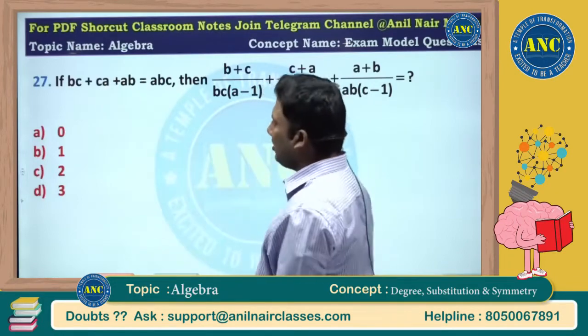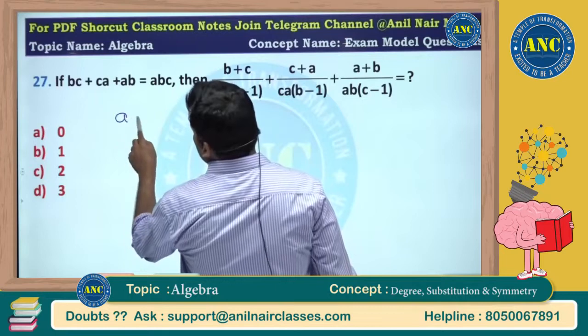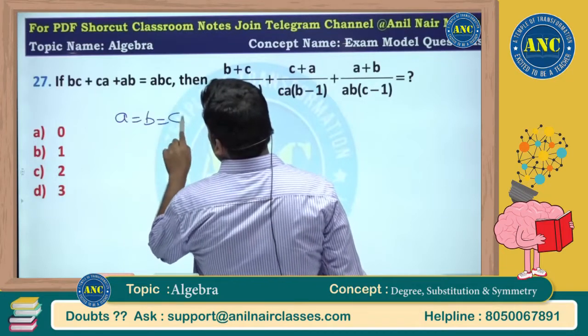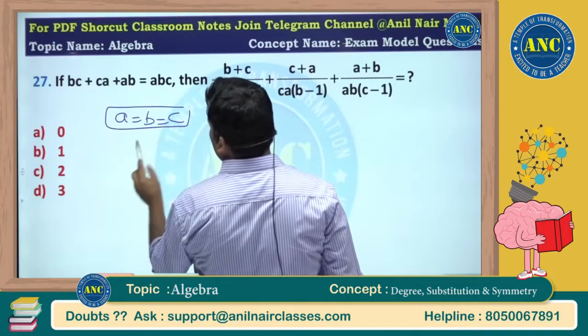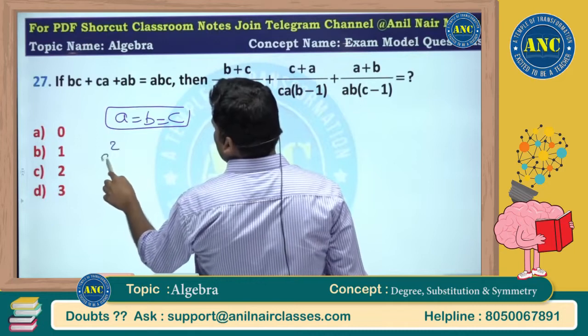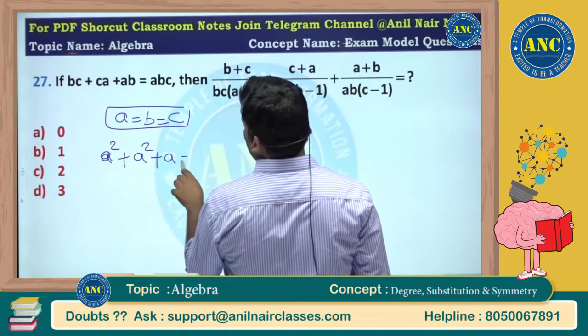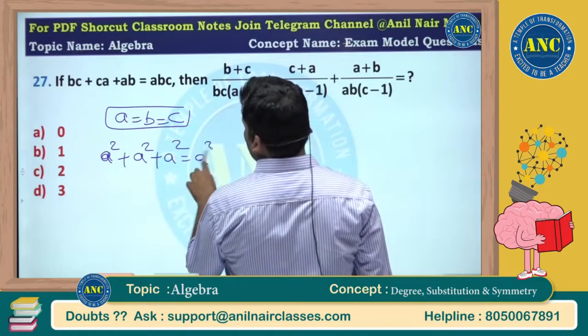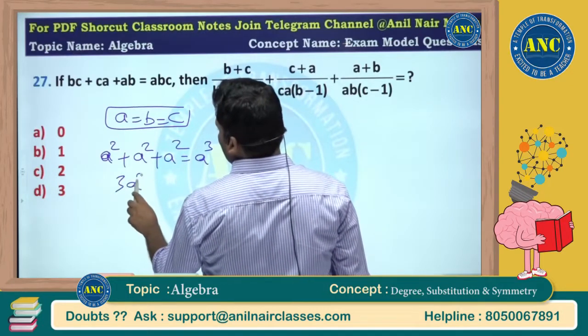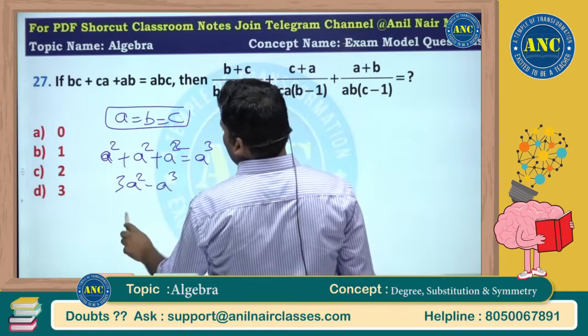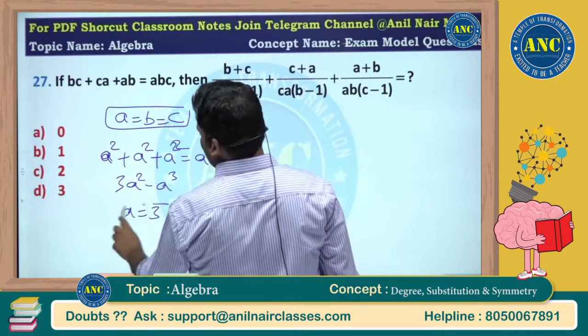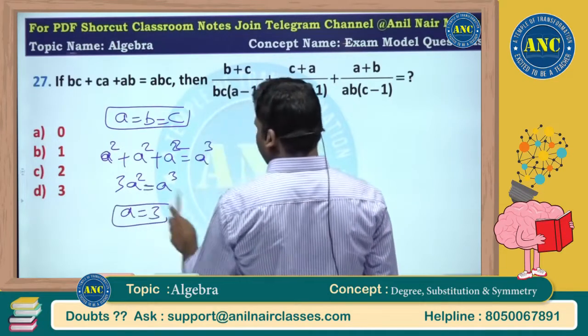C is replaced with A. It is a symmetric function. Make A equivalent to B equivalent to C. So it is A square plus A square plus A square equivalent to A cube. 3A square equivalent to A cube. A equivalent to 3.